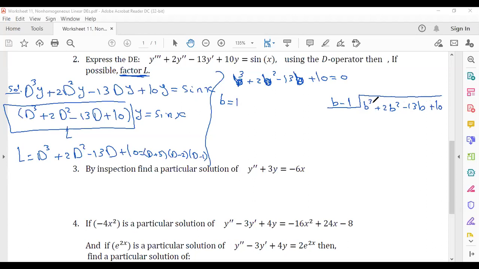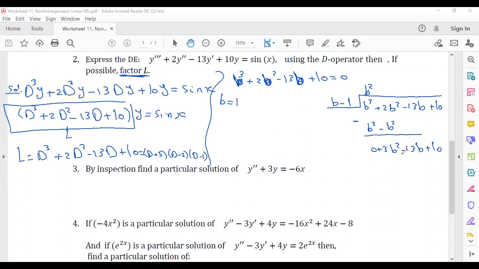I'm going to divide b cubed divided by b. b cubed divided by b, it's b squared. So b squared times b, it's b cubed. b squared times negative 1, it's negative b squared. I'm going to subtract. b cubed minus b cubed, 0. 2b squared minus minus b squared, minus minus is a plus, it is 3b squared minus 13b plus 10.